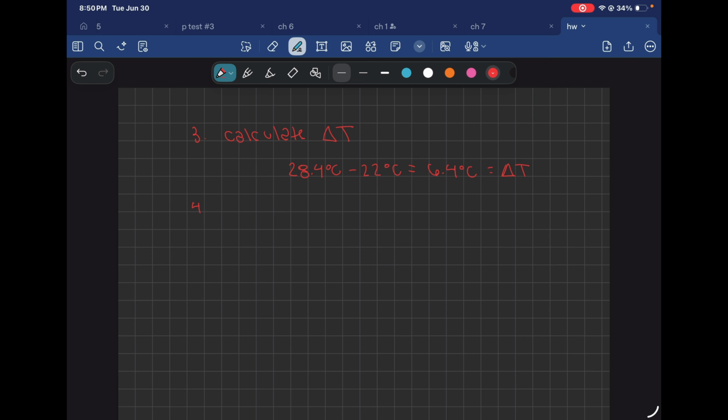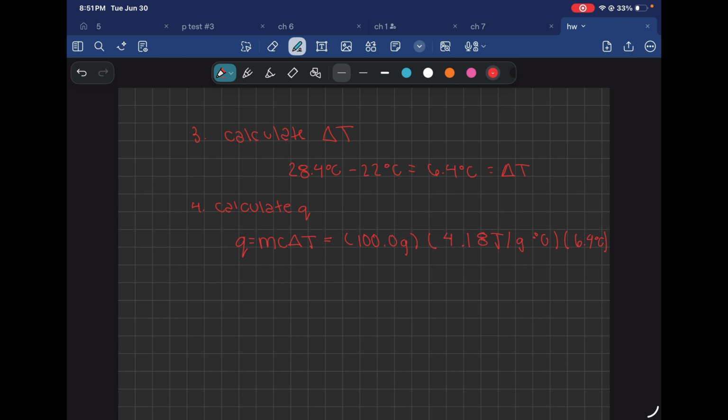Now our next step will be to calculate Q. Now that we calculated delta T and got 6.4 degrees Celsius, we will go on to the next step and calculate Q. To calculate Q, we will use the formula Q equals mC delta T. So let's put our m, which is 100.0 grams, the mass of the solution, times the specific heat of the solution, which is 4.18 joules per gram degrees Celsius, times our delta T, which is 6.4 degrees Celsius.